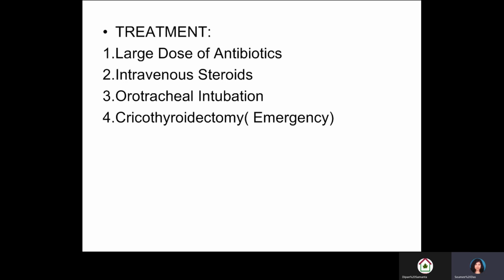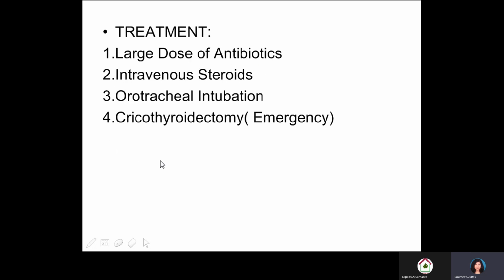Next is intravenous steroids. Why steroids? Steroids are applied to reduce the inflammation, and they would also reduce any collection of fluid. But primarily, the steroid is applied to control the inflammation.